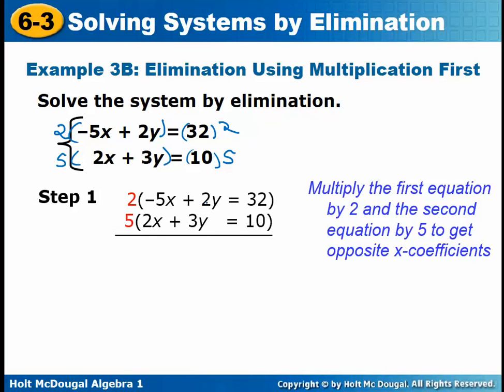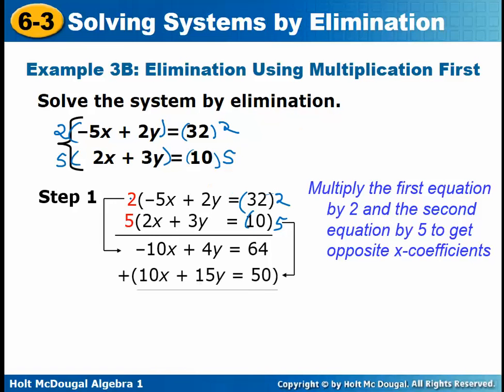So the top equation then becomes, and again, I'm going to multiply both sides, so I want to make sure I don't forget that. The top equation will change to 2 times -5x is -10x, 2 times 2y is 4y, 2 times 32 is 64. The second equation would be 5 times 2x is 10x, 5 times 3y is 15y, and 5 times 10 is 50. Now they are set up for elimination.